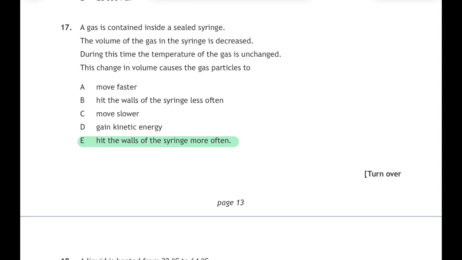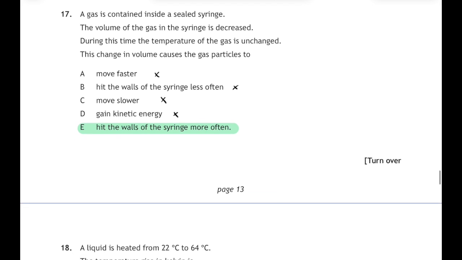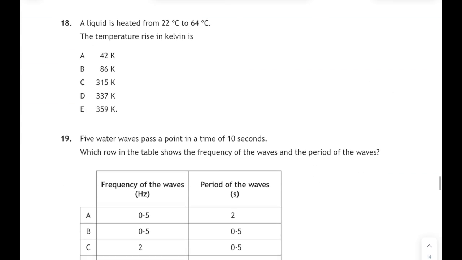Let's have a look at the other answers. They're not going to move faster because we haven't heated them up, we haven't given them any energy, so their speed isn't going to change. They're not going to gain energy. They're just going to hit the walls more often because they've now got less space to move around.